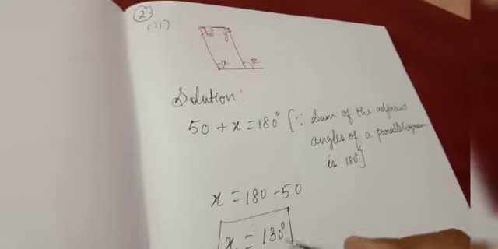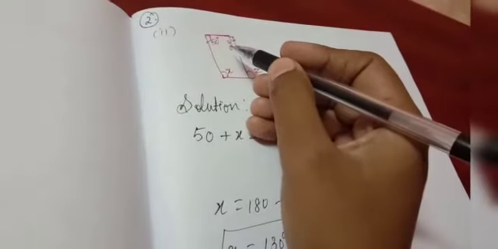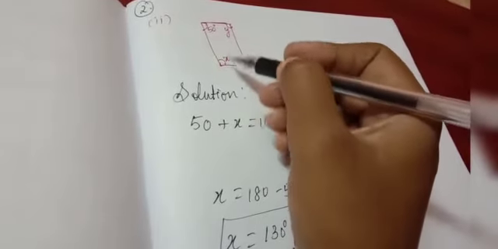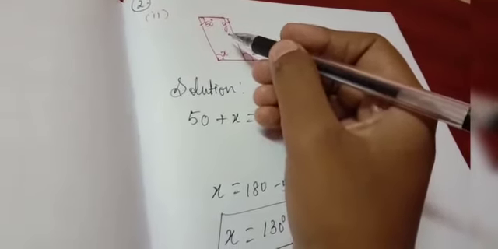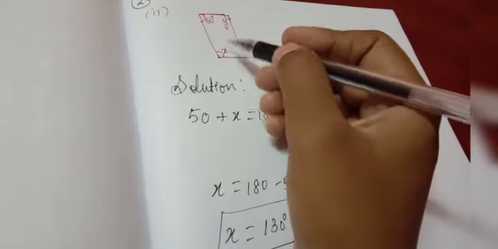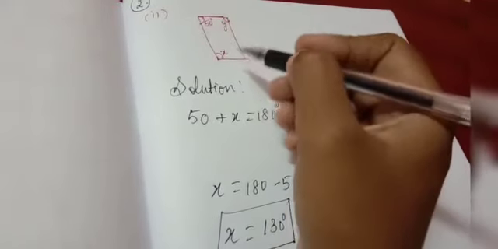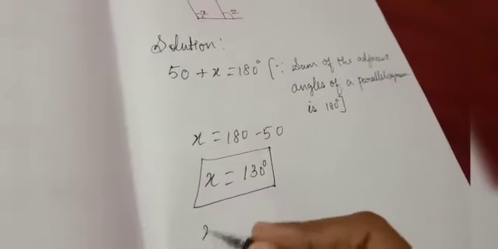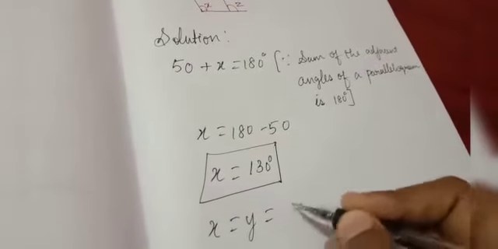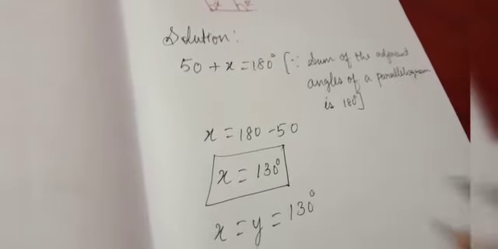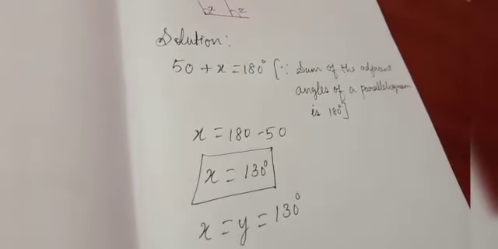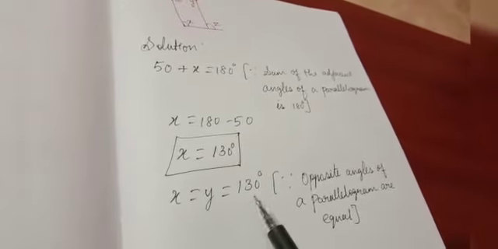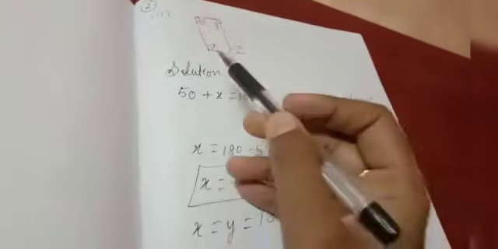x is 130 degree means y is also 130 degree because these two angles are opposite angles of a parallelogram. Already we have seen the property that opposite angles of a parallelogram are equal. So x is 130 means y is also 130 degree. So I can write this as x is equal to y is equal to 130 degree.